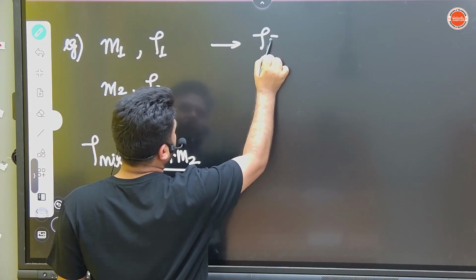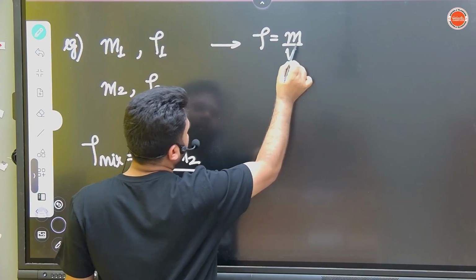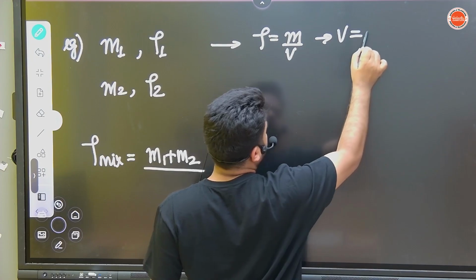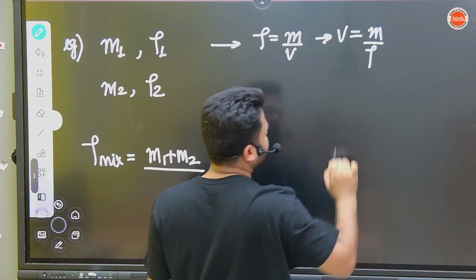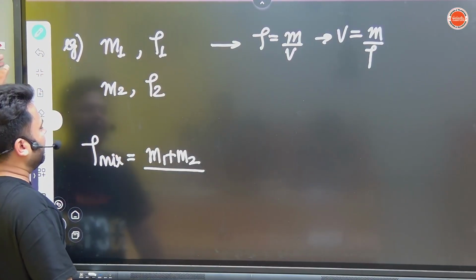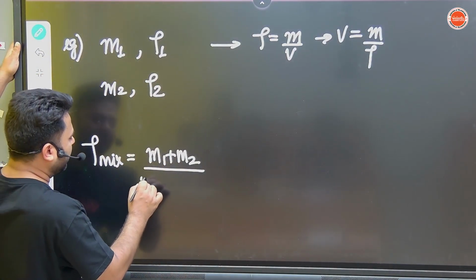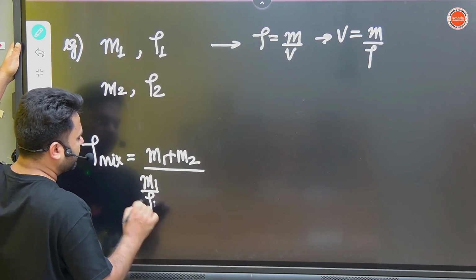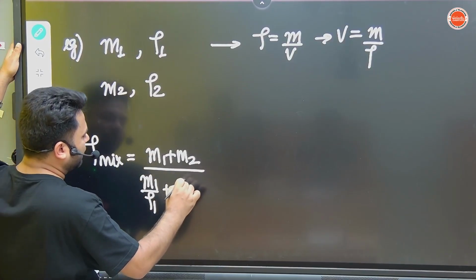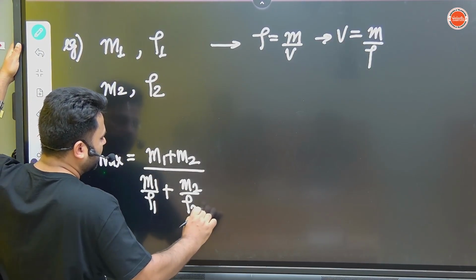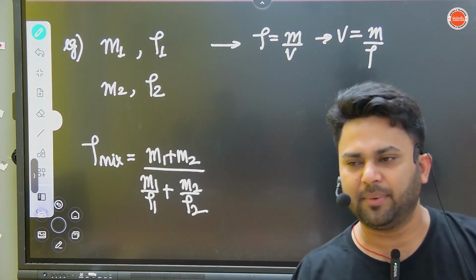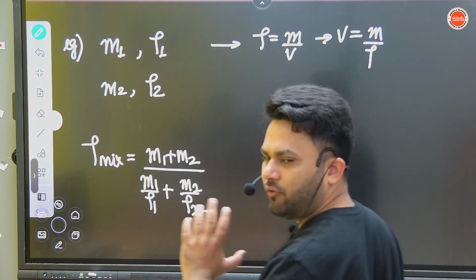We know the basic formula, density equals mass by volume. From here, can I say that volume equals mass by density? Correct? So how much volume has fluid 1 occupied? Volume of 1 will be mass of 1 divided by rho of 1, plus V2, volume of the second, which is mass of 2 divided by rho of 2. This way we can find the density of the mixture. Remember the basic formula, total mass by total volume. Correct?